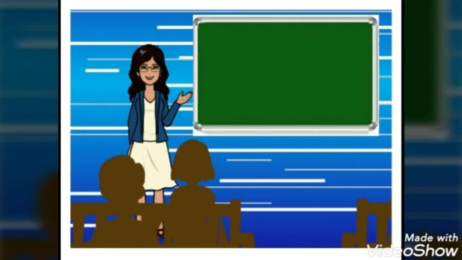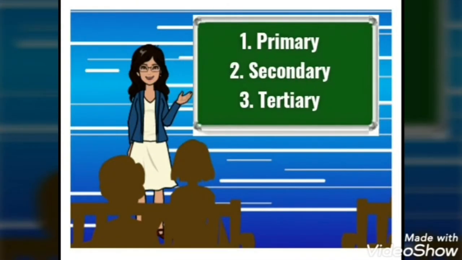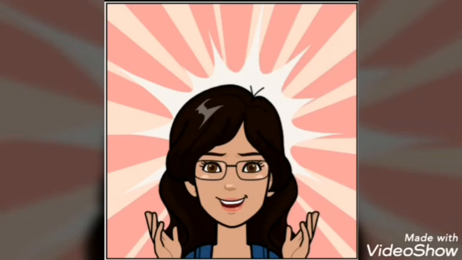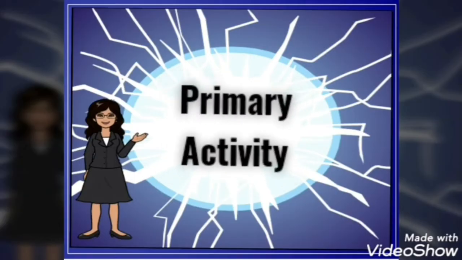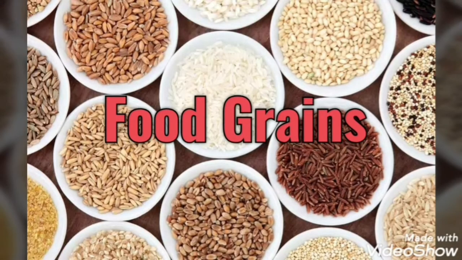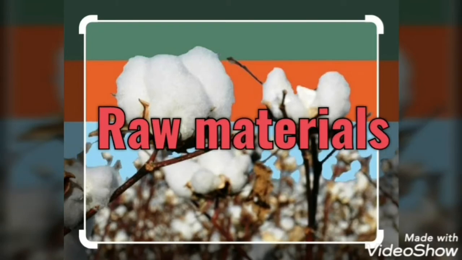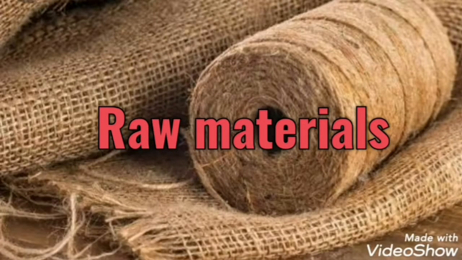You have studied about 3 sectors of economy. Any ideas? Agriculture comes under which sector? Yes, you are right. It comes under primary sector, or you can say primary activity, which produces almost all the food that we consume. Not only food grains, but it also produces raw materials for various industries.